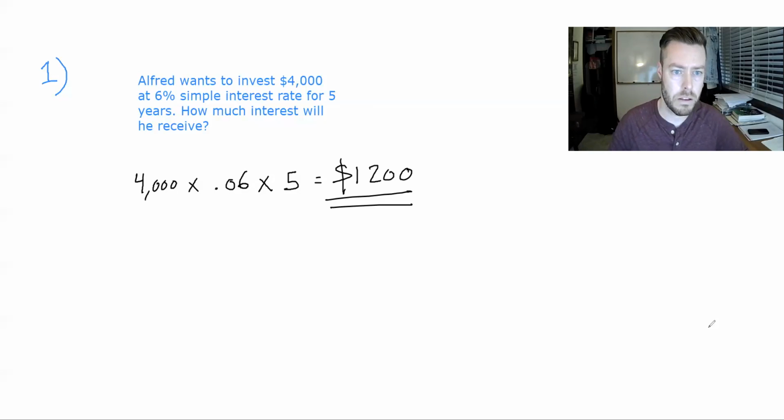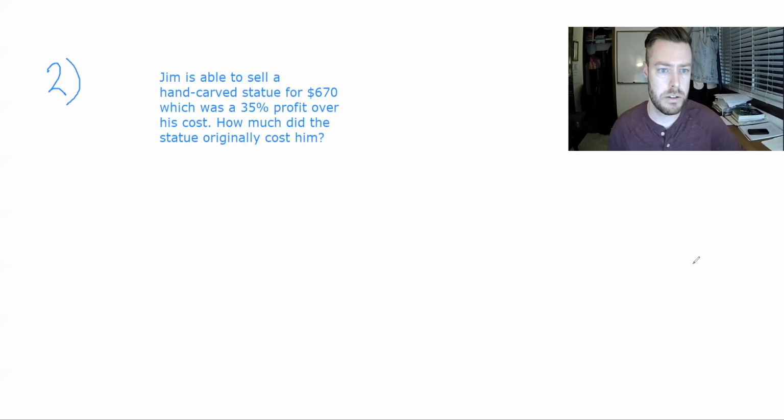Pretty easy. All right, so the second one: Jim is able to sell a hand-carved statue for $670, which was 35% profit over his cost. How much did the statue originally cost him? So this guy made a statue and was able to sell it for $670, but that's not what the materials and labor and all that stuff cost. He was able to make 35% profit from it. So how exactly do we go about defining the original cost, right?